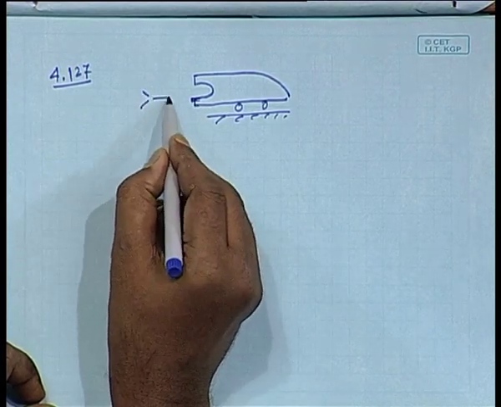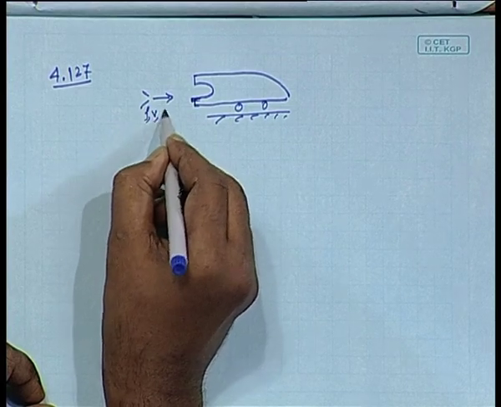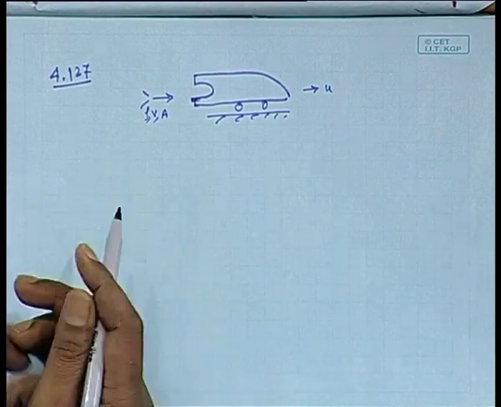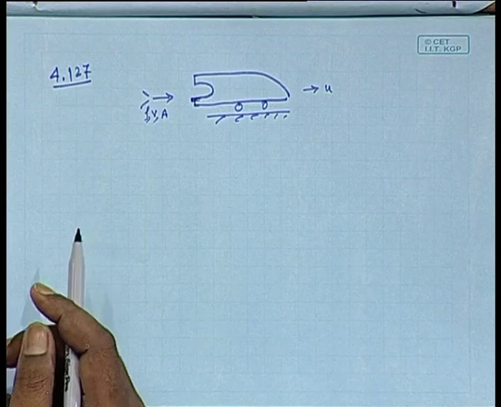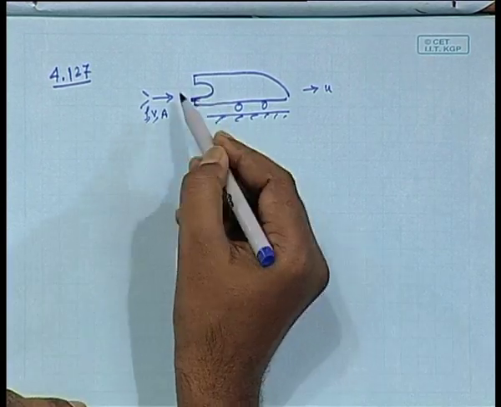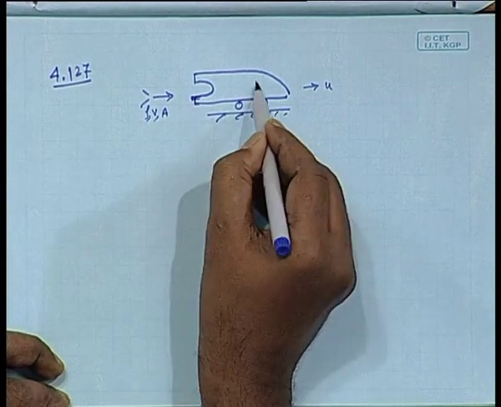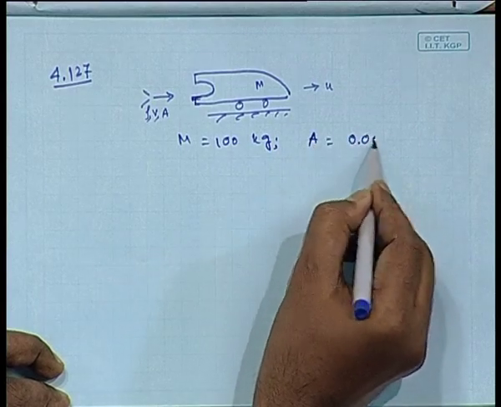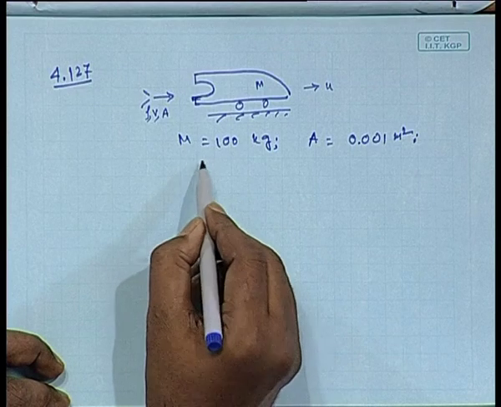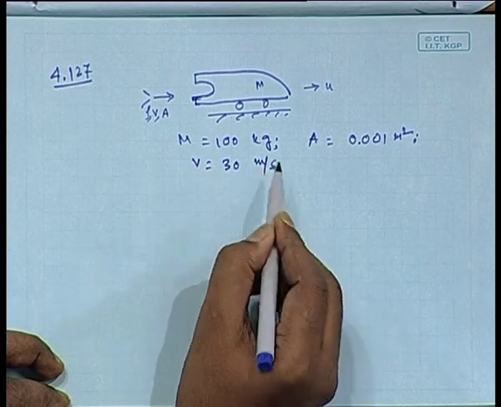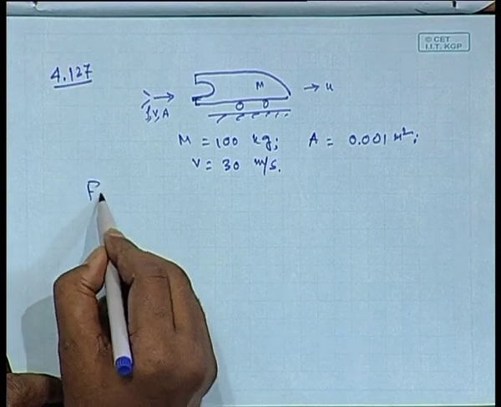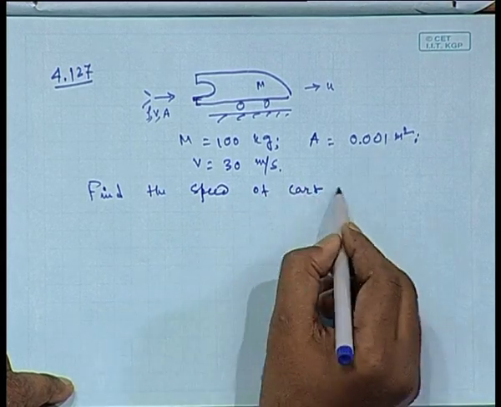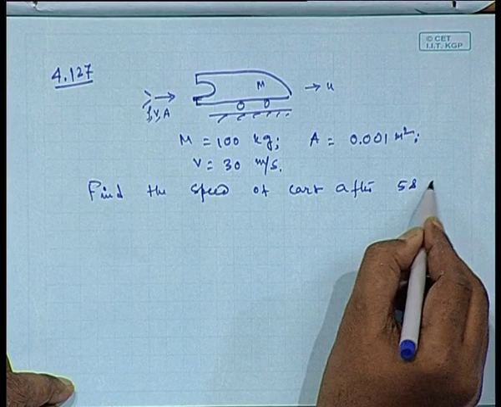So from a nozzle, a water jet is falling on this with density rho, velocity v, area a. It was initially at rest. Starting from rest, the cart is propelled by a jet. That is the problem. The jet strikes a curved surface and makes a 180 degree turn. The mass is 100 kg, area is 0.001 meter square. The jet maintains the area. Velocity of the jet is 30 meter per second. Find the speed of the cart after 5 seconds of start.